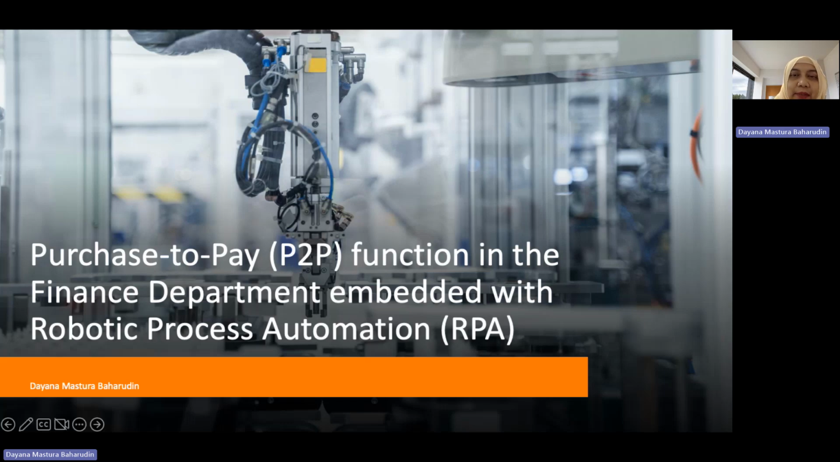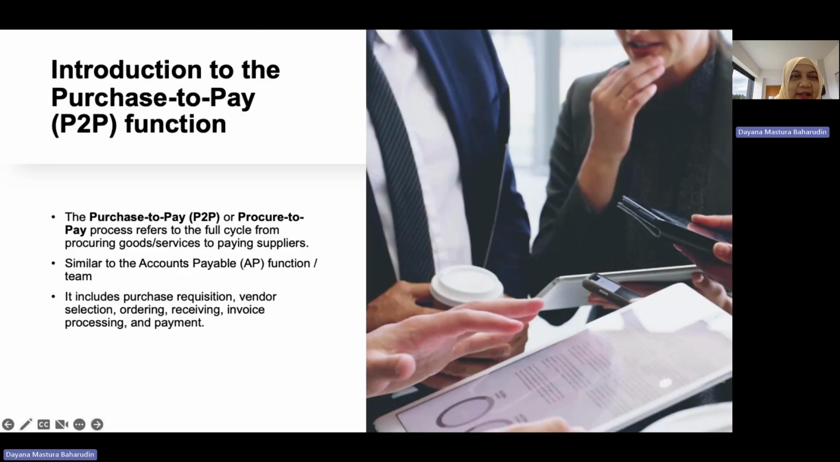Okay, so today we're going to look at a specific function. For this video only, we're going to be looking at purchase to pay, or they call it P2P. A P2P function in the finance department embedded with robotic process automation. So P2P embedded with RPA. So let's start.